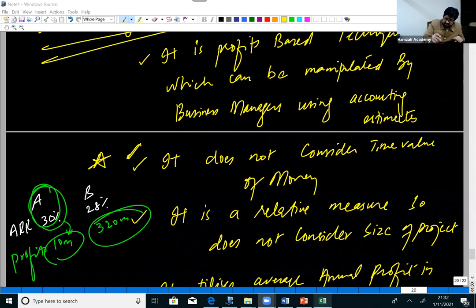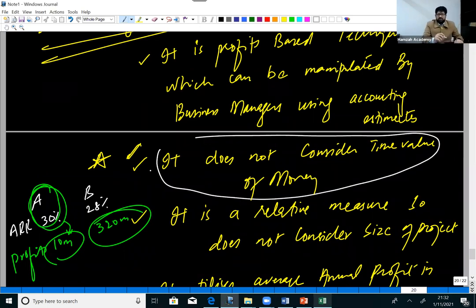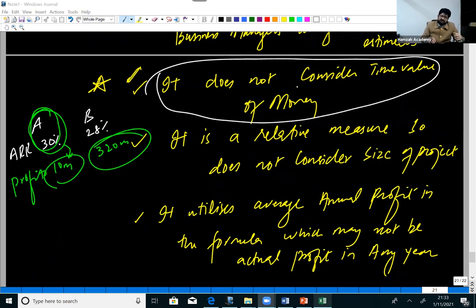If there is no question, I'll proceed towards the point which I left over. The point was that it does not consider time value. ARR, what are we saying? We are simply adding all the profit, divided by 4, divided by 5. We are not considering it is second year, third year, and have different value. We are simply adding and dividing by number of years. So we are assuming in the year 1 or 2 or 3 or 4 they have same value. Just add them, divide. I hope it is clear.